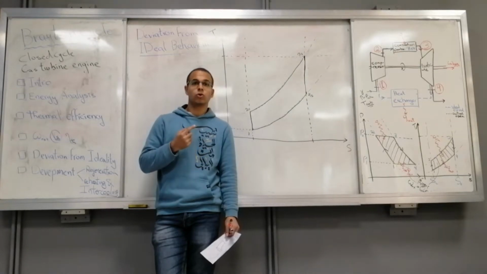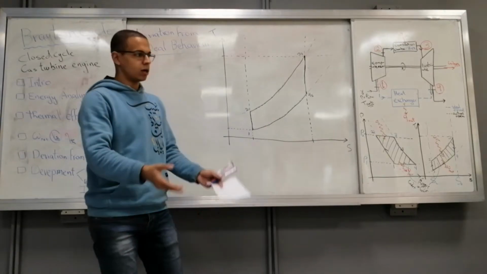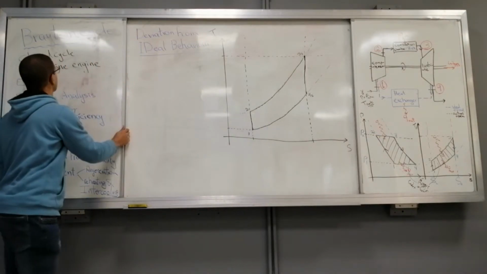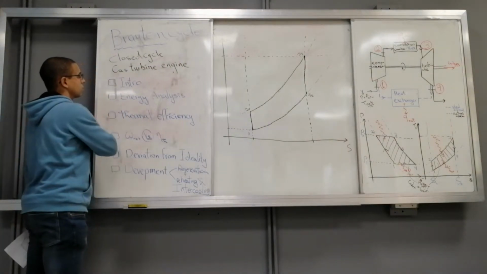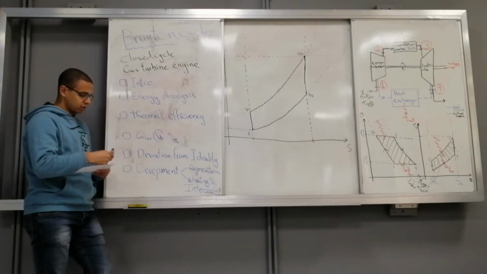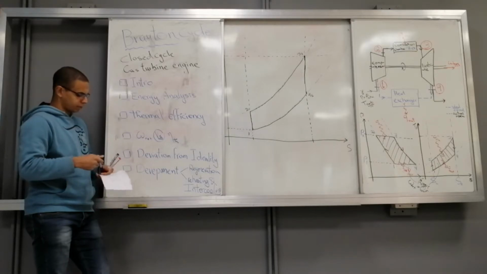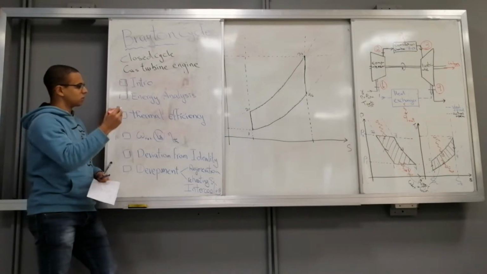Okay, so far, where we are, what we have discussed. We're discussing the Brayton cycle, a closed-cycle gas turbine engine. We have done the following topics, and we have some to go.